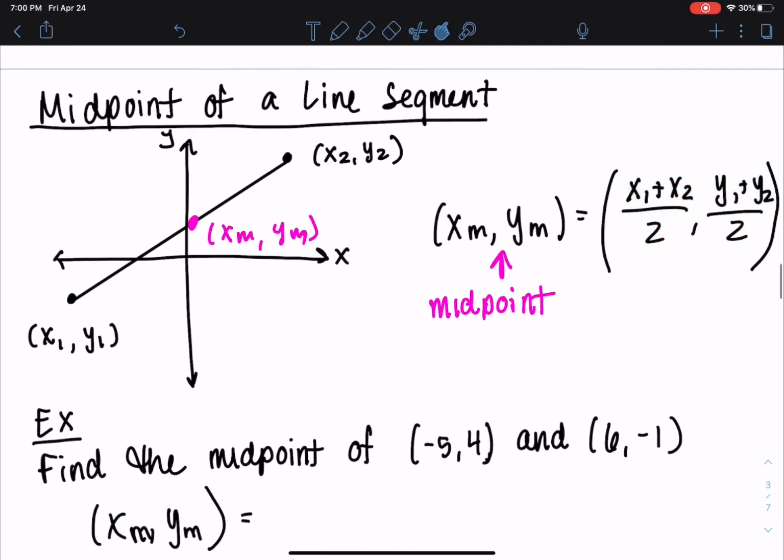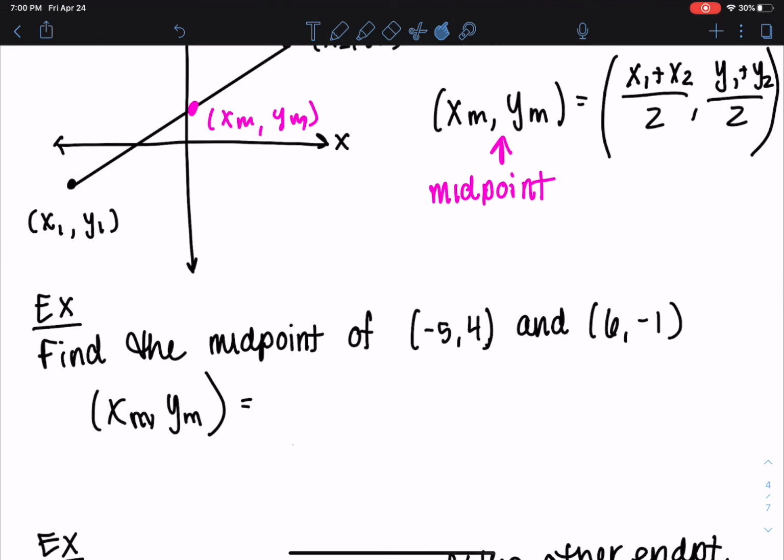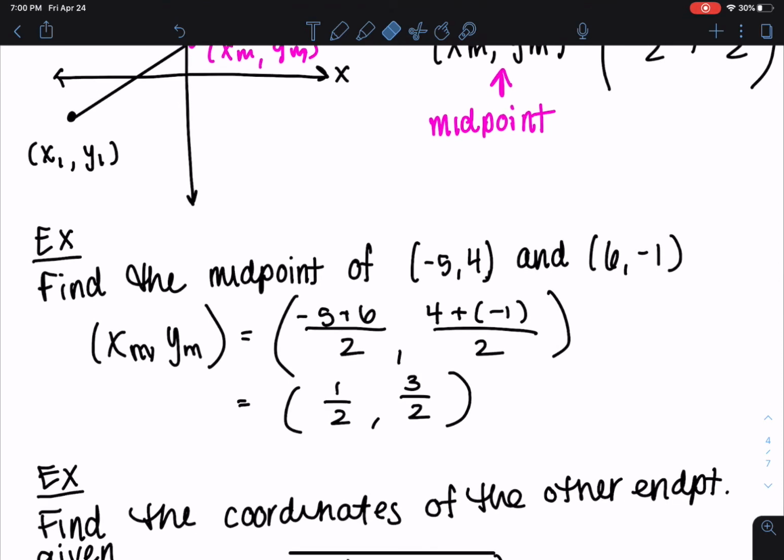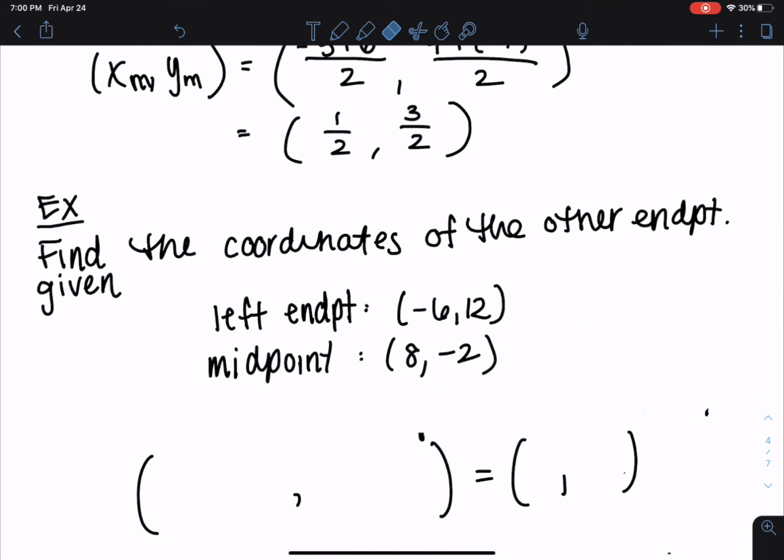So if we look at the midpoint of negative 5, 4 and 6, negative 1, we go ahead and add the x coordinates together, divide by 2. Add the y coordinates together and divide by 2. So our midpoint will be 1/2, 3/2. Now maybe we don't know our endpoint, but maybe I know the endpoint or the midpoint. So I'm told one of my endpoints is negative 6, 12, and the midpoint is 8, negative 2.